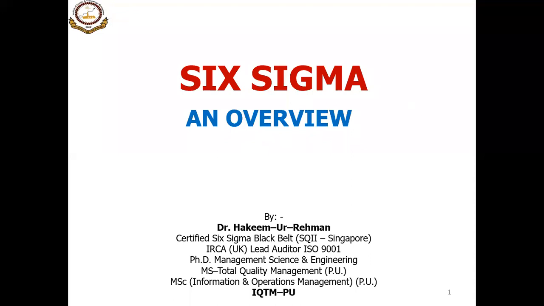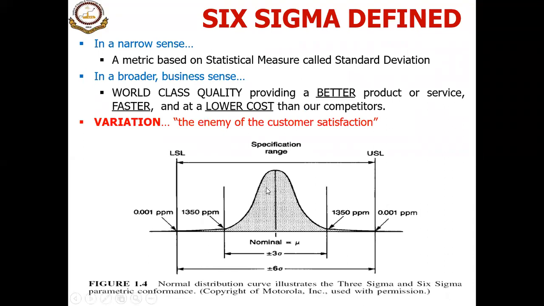That is actually how you calculate your sigma level, meaning at what level your process is working. That is indicating the quality of your process or the system. So how you can calculate that sigma level, that is our major focus of this video. So let me start by defining what Six Sigma is.